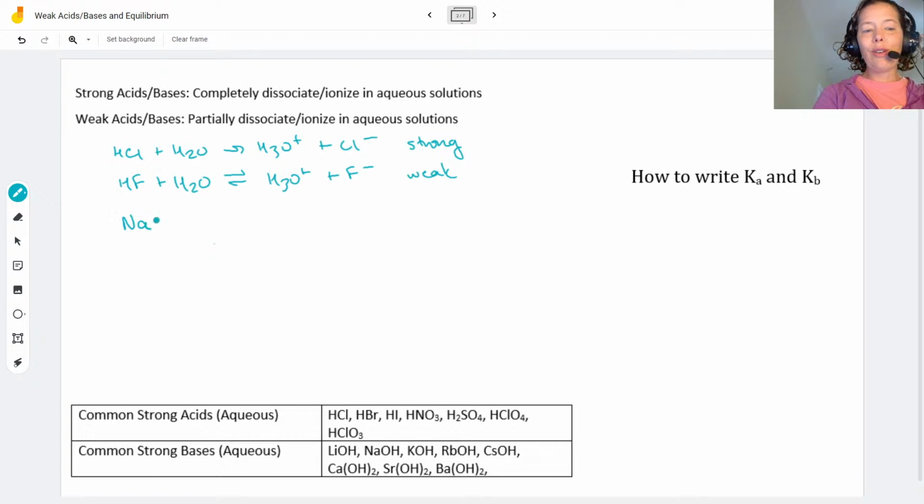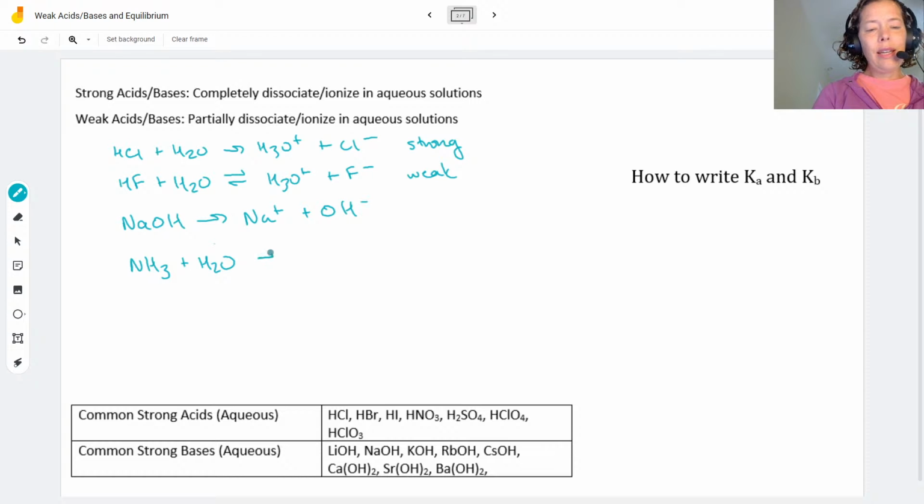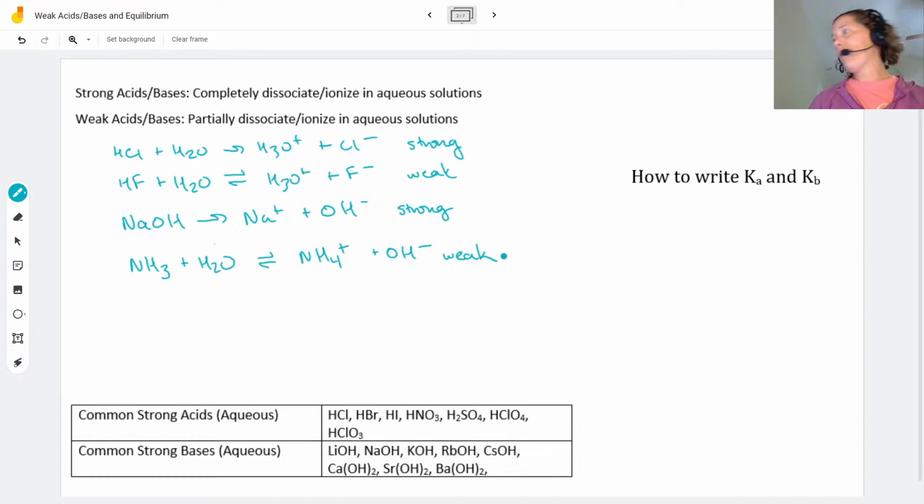Let me give you an example of a base. So strong base, sodium hydroxide. I mean, this is the classic. Again, only a right-hand arrow. It's going to completely ionize, meaning that in solution, you don't have sodium bonded to hydroxide anymore. You have sodium cations and hydroxide anions, as opposed to ammonia, which is a weak base. And so again, notice how I put the equilibrium arrows, meaning we have a forward reaction and we have a reverse reaction happening. So this will give us the ammonium cation and the hydroxide anion. Okay, so let me label these again. Strong, weak.